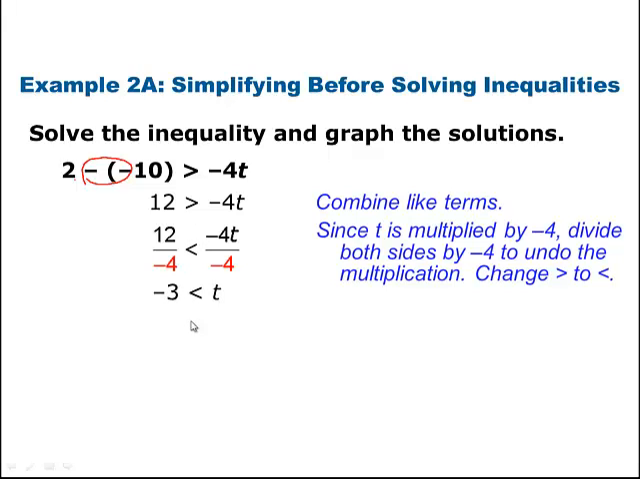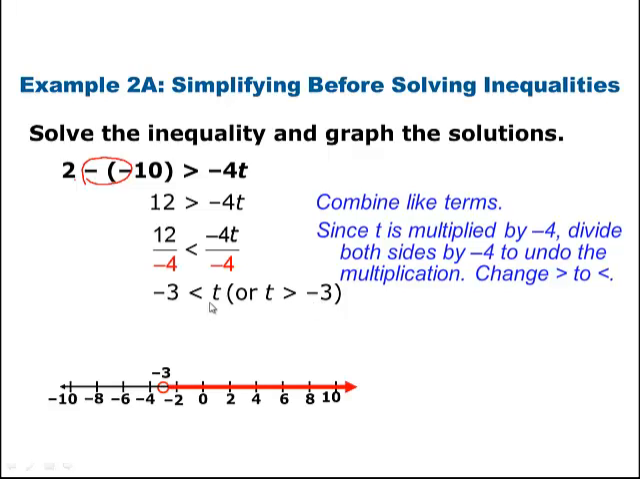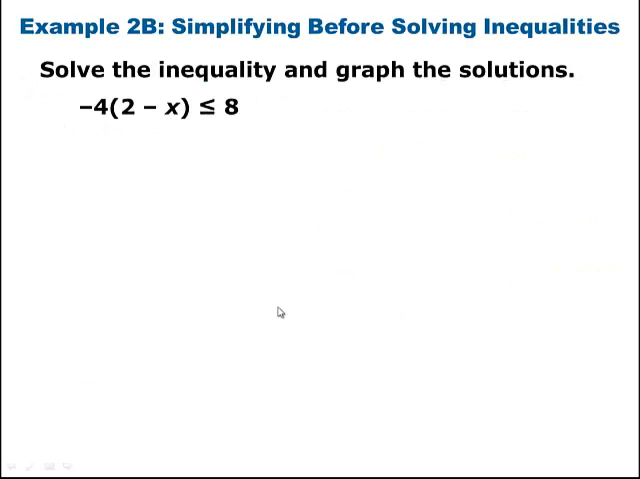And as you see, negative 3 is less than t, which also means that t is greater than negative 3. And in both cases, t is larger than negative 3, so we're going to shade the side that's larger. Here's your third example of the complex problems. And in this one, we're going to distribute the negative 4 throughout the parentheses.